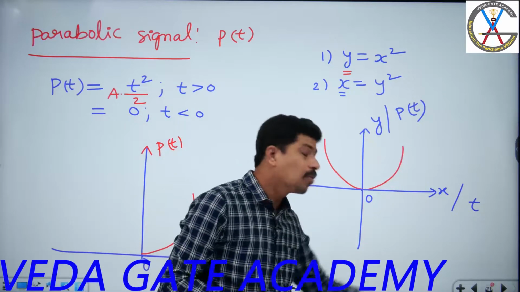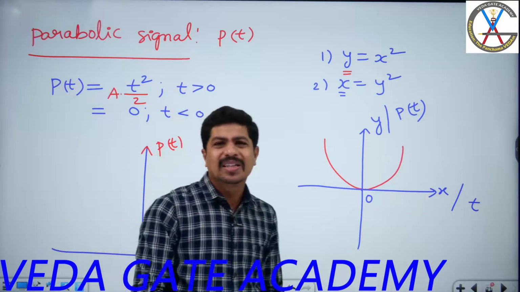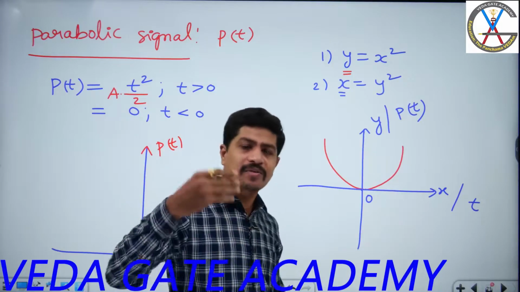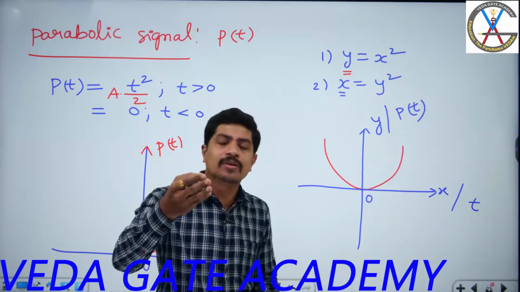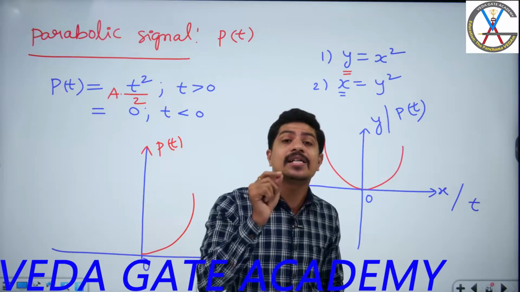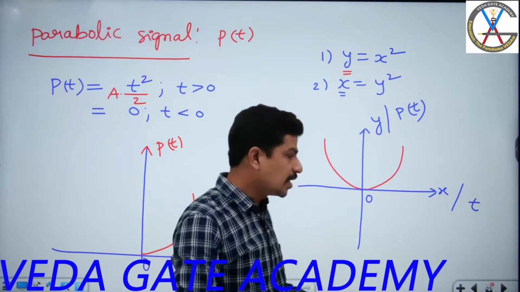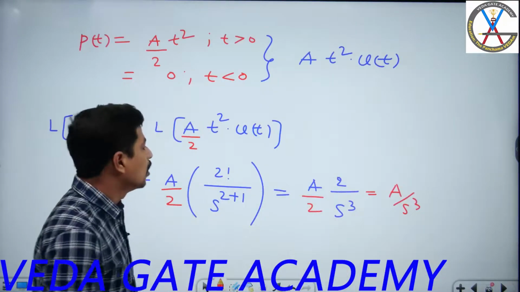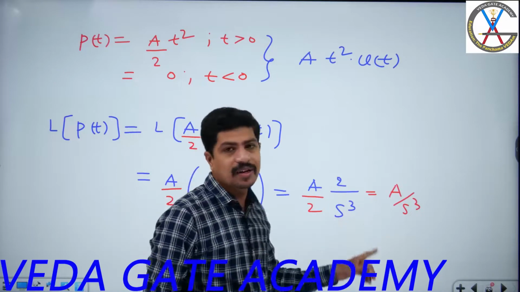But parabolic means a t square by 2. Sir, is there any specific meaning for the 2? No, a t square is also a parabola. t square is also a parabola. 1.5 into t square is a parabola. But a t square by 2 is a standard parabolic signal. According to scientists, a t square by 2 is the standard parabolic signal. To make this standardization, we divide by 2.